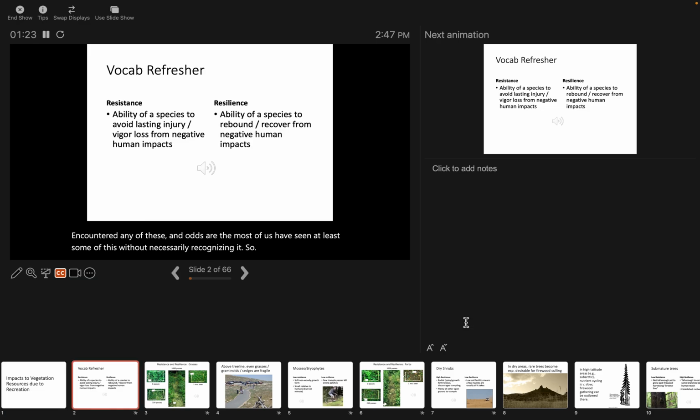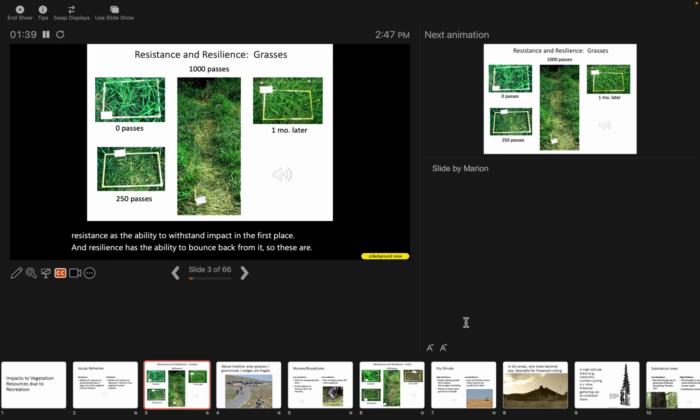Just to lay the groundwork here, we're going to talk about resistance as the ability to withstand impact in the first place, and resilience as the ability to bounce back from it. So these are pretty crucial or inescapable things for this chapter in our class so far.